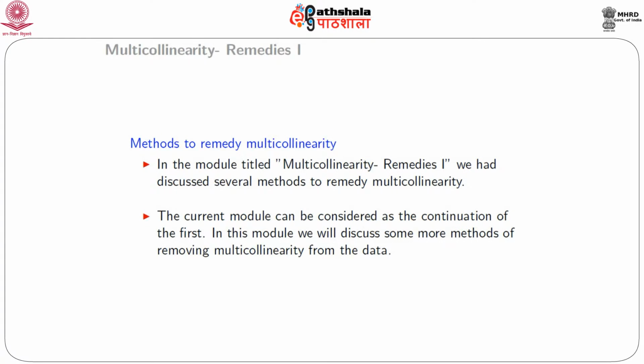In the previous module titled Multicollinearity Remedies I, we had discussed several methods to remedy multicollinearity. We had also looked at one of the more important methods, which is the principal component regression. This method is widely used by statisticians to remove multicollinearity from a data set. The current module can be considered a continuation of the first. In this module again, we will discuss some more methods of removing multicollinearity from a data set.